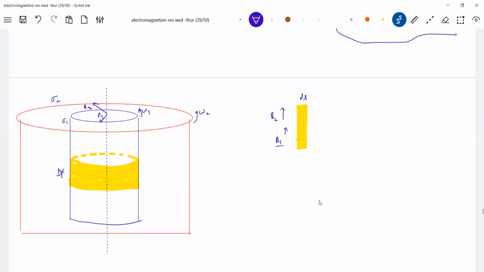What is the B1 value for our convenience? First we'll write it. B1 will be B1 by 2, no? So B1 is equal to mu naught sigma 1 R1 omega 1. B2 is equal to mu naught sigma 2 R2 omega 2. What is the area of that particular strip? What is the length of that? dL, I'll take it. So that dL is this one. Length, no, force I needed. So what should dF be equal to?